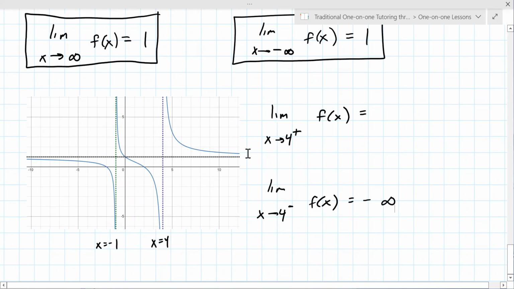Same thing from the right. From the right, put your finger there. You're tracing. And it's like, oh, now I know where I'm going. Positive infinity.